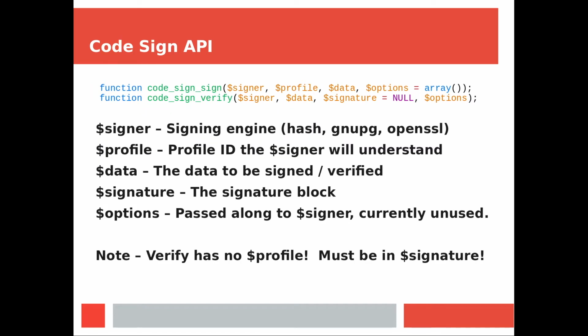The sign and verify. The signer in all of these is just a string that refers to the machine name of the engine, hash, GNU-PG, OpenSSL. There's a profile ID, which is specific to that engine. The data that needs to be signed or verified. The signature block for the CodeSign verify.